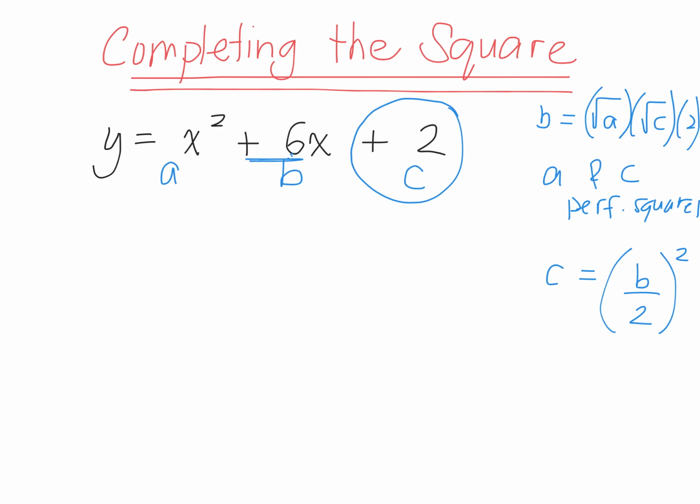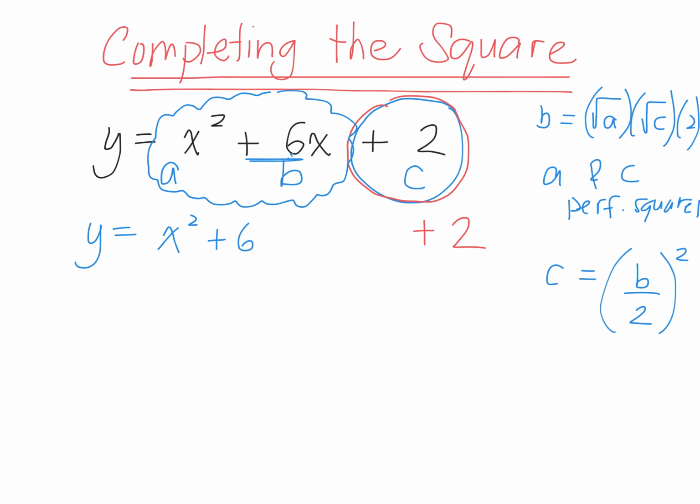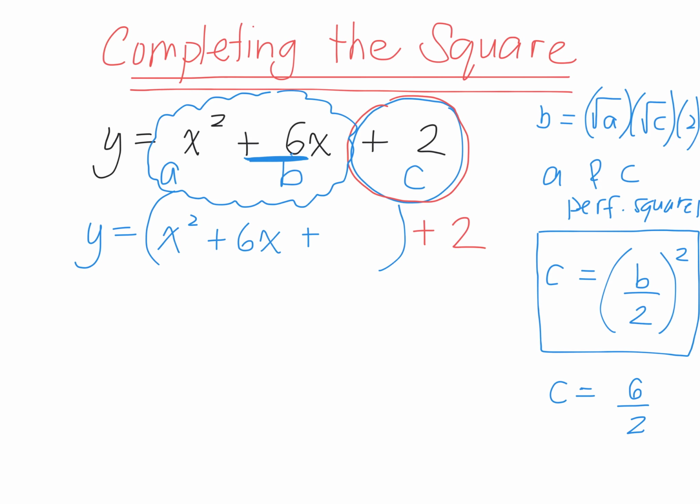Now we can't just get rid of this plus 2 because it's part of the equation. So we're going to leave the plus 2 here. Okay, we're going to leave that right now. But I'm going to create a perfect square trinomial using this. So it's going to start with x squared plus 6x plus, I need to apply the rule where C has to be equal to B divided by 2 squared. What's my B value? What's B? Positive 6. So C has to be equal to 6 divided by 2 squared.